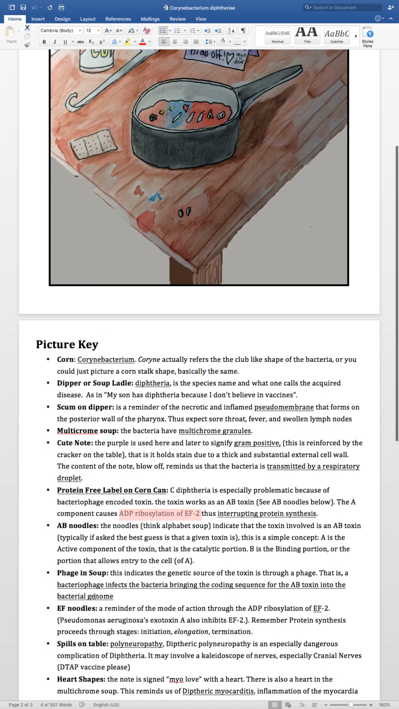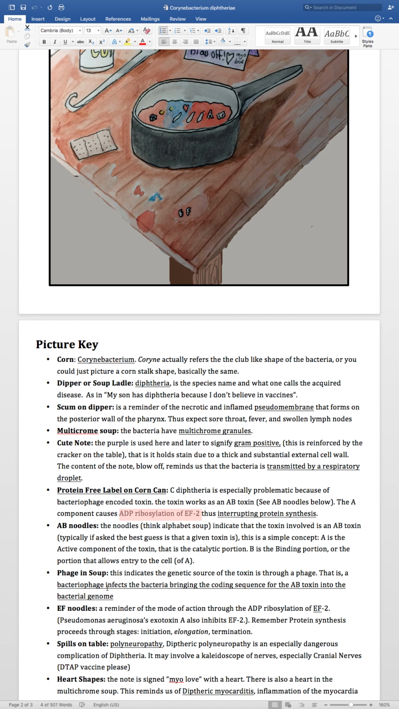Notice the phage in the soup. It's a reminder that there's a bacteriophage. And if you haven't heard of this concept of phage-encoding toxins, I'm going to explain it real quick. It's a phage. It infects a bacteria. It brings a coding sequence. And when it infects that genome, the bacteria now is virulent.